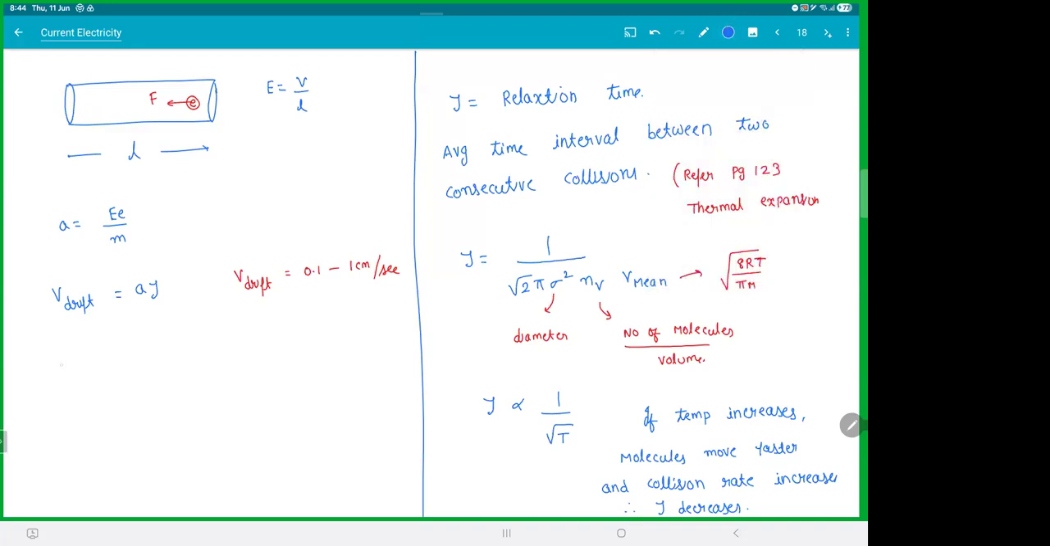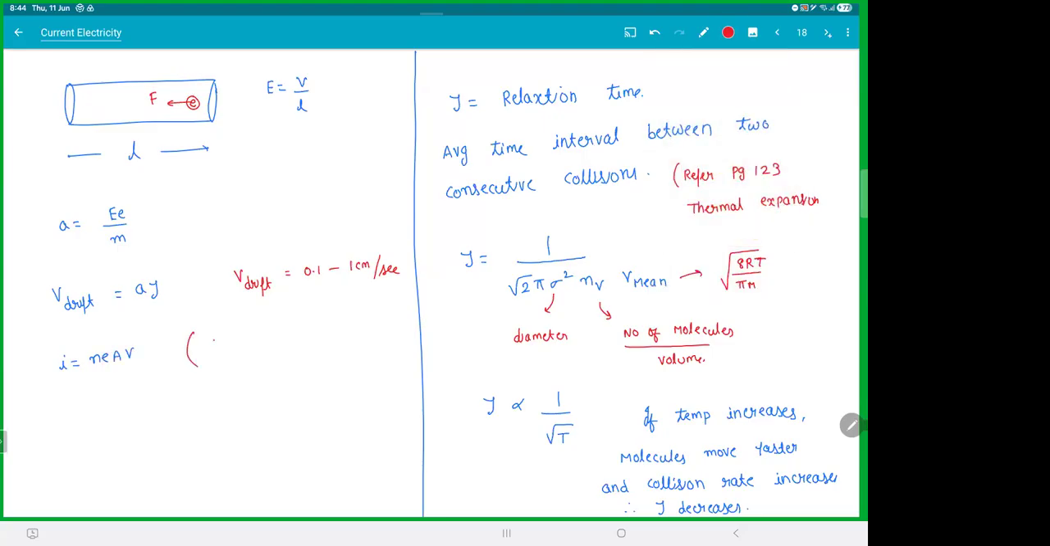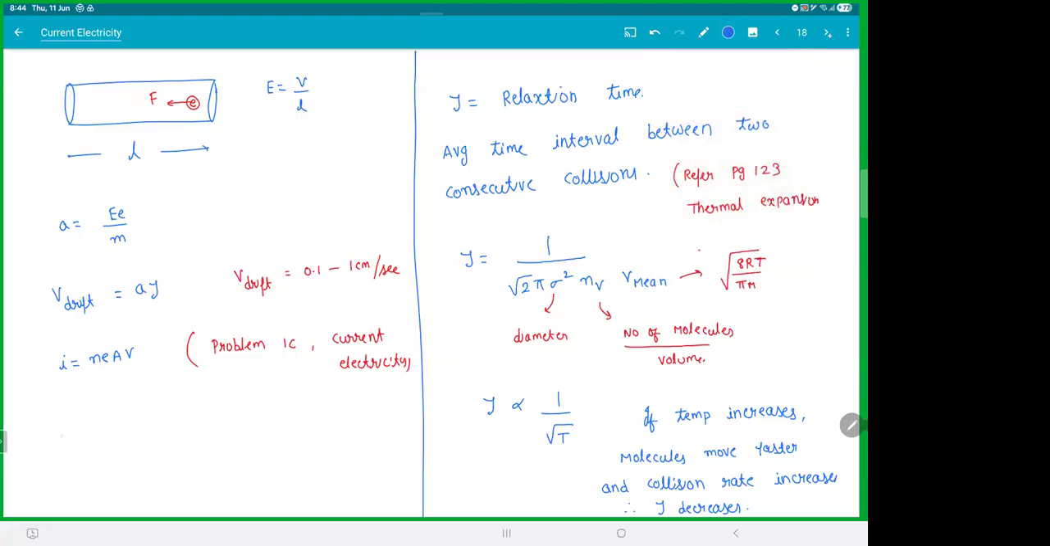And now if you remember that formula, I is equal to NEAVD. This we did from current electricity, problem 1C. I told you it's an important problem to remember. So if you substitute that formula here, we get I is equal to NEA V drift, where N is the number of electrons per unit volume, E is the charge, and A is the area, and this is the V drift.